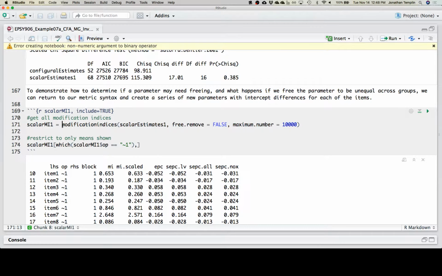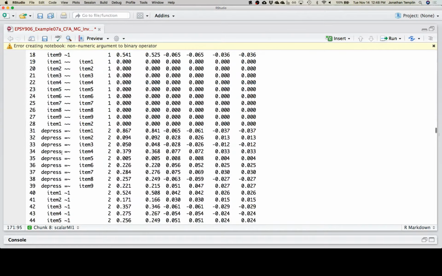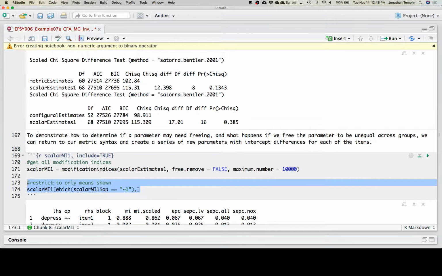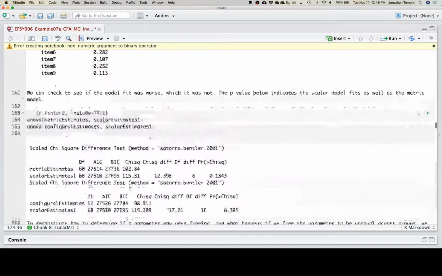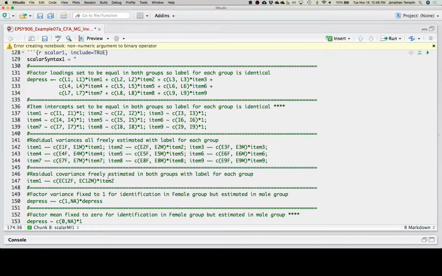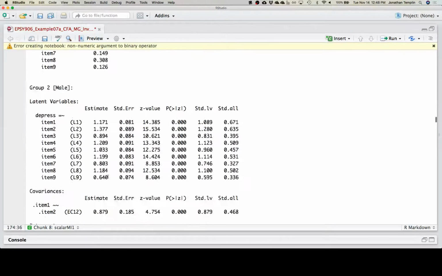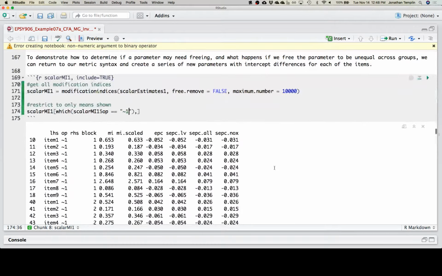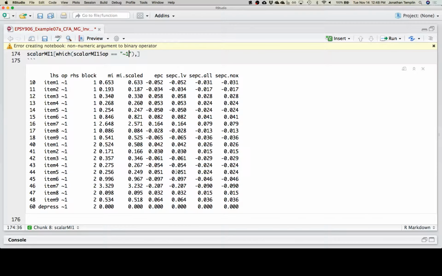So this result right here is really a lot. There's a ton of information. But what I then do is I try to restrict only the ones that are needed in this step. So we're going to look at the modification indices only for the intercepts for the items. And that's this operation equals tilde 1. If you remember in the syntax, tilde 1 was the intercept for an item. And that's how we read the modification indices. So when I push play on this, this is the list of modification indices.